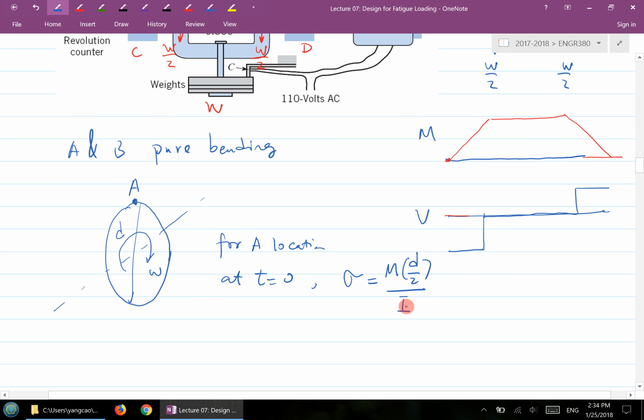But remember, this bar is a rotating bar. So when it starts to rotate, at any other moment t, A will be rotated to somewhere else. So A probably will be at this location now. Let's call it A prime. We're talking about the same location here, just at a different time moment, at a different location of this cross section. That makes sense? So at t equal to t moment, it's at A prime location.